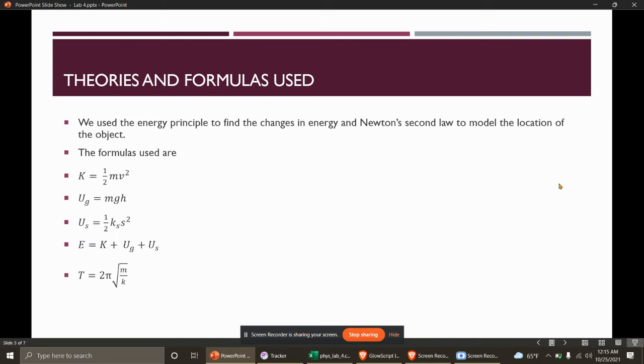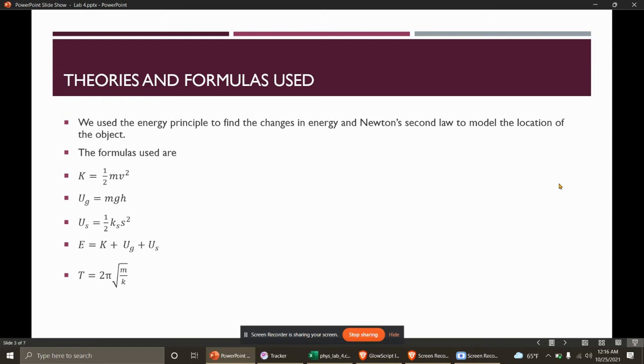Some theories and formulas used in this lab. We use the energy principle and the changes in energy, and Newton's second law to model the location of the object held on by the spring. Some of the energy formulas we used were the kinetic energy formula, the gravitational potential energy, the spring potential energy, and the total energy, which is the sum of all energies.